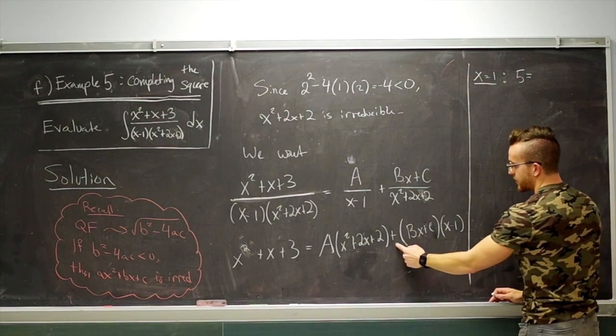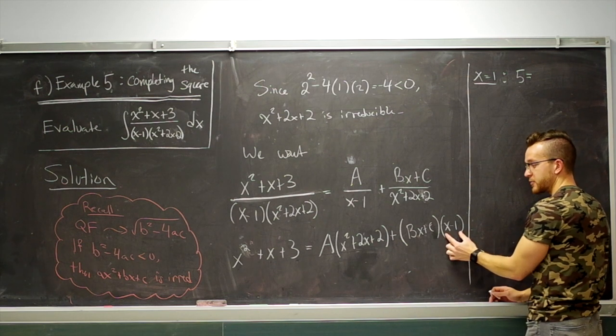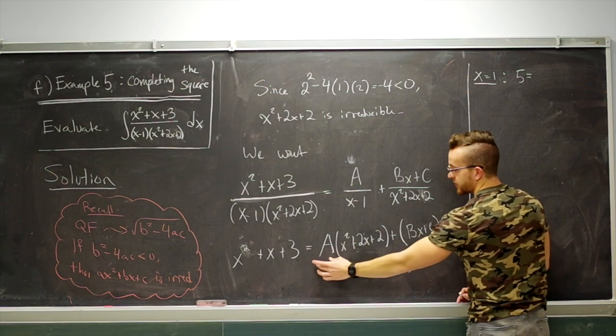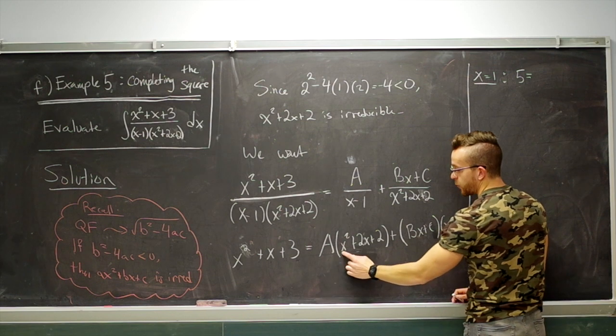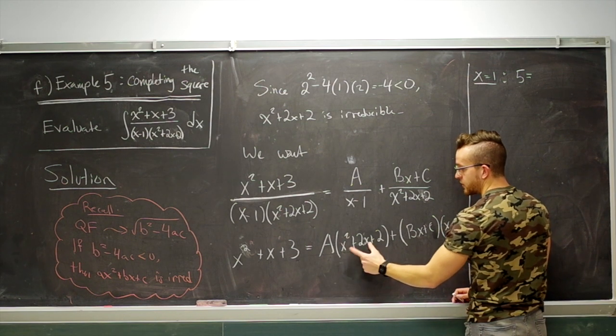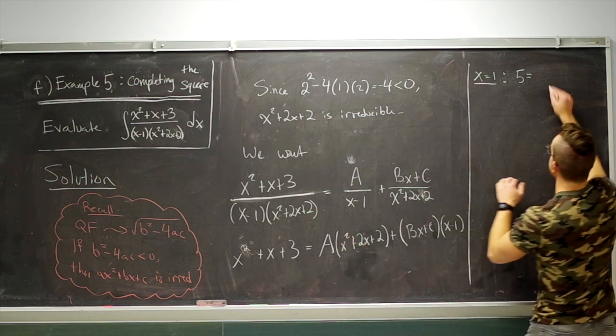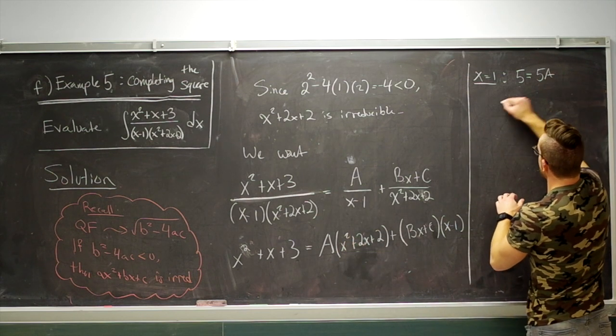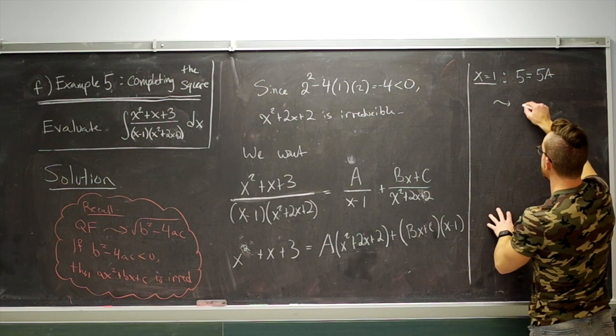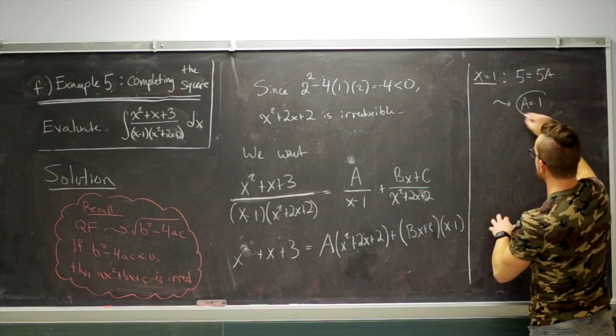Equals. This whole expression is 0 because of this term. So then I'm left with a times 1 plus 2 plus 2 is 5. So this is 5a. And ding, ding, ding tells us a better be 1.